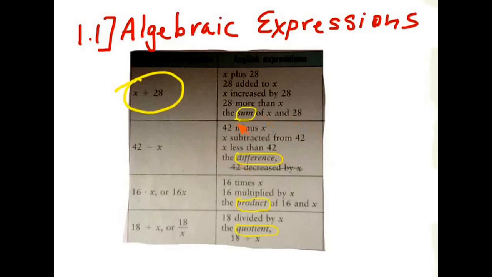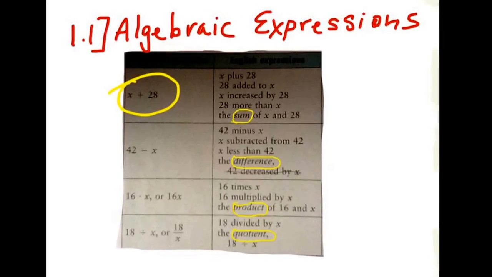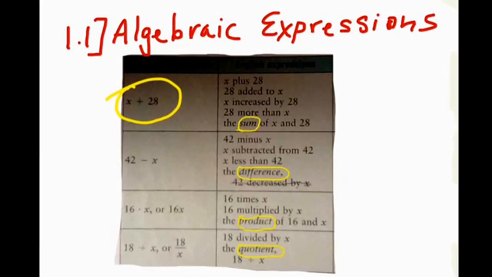This is probably the most difficult one to decipher right here. Then 16 times x is 16x, and we actually don't have to have the times symbol there, so we just write it as 16x. 16 multiplied by x is 16x, and product we already talked about, and then quotient we'll talk a little bit more about later.